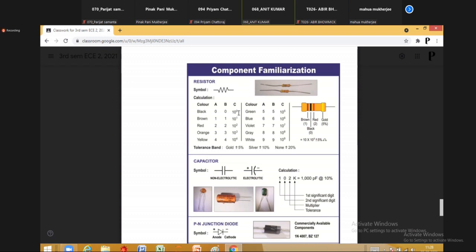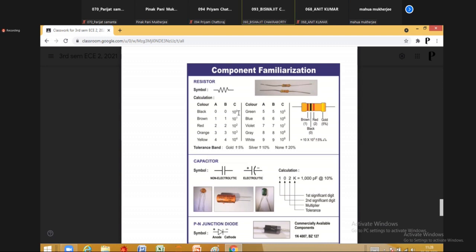Sir, are there always three bands? There will always be three color bands, but the tolerance band may not be there, so that's why I mentioned none. That means if there is no tolerance band, then you have to understand that the tolerance is plus minus 20%, that is the worst.